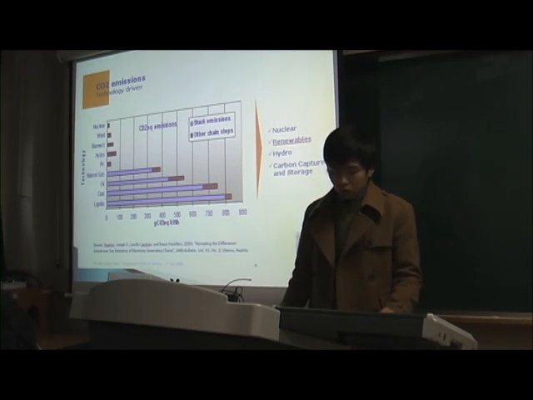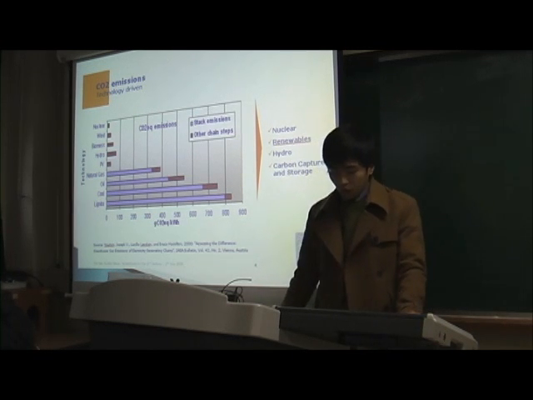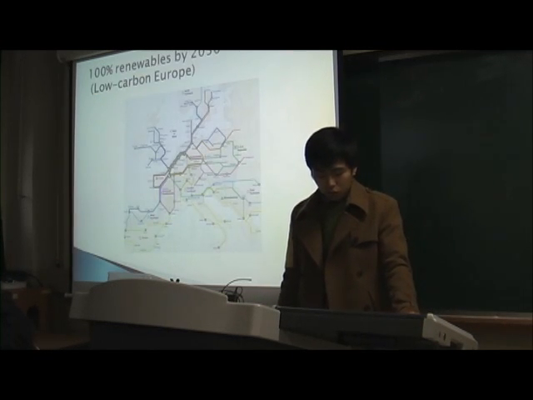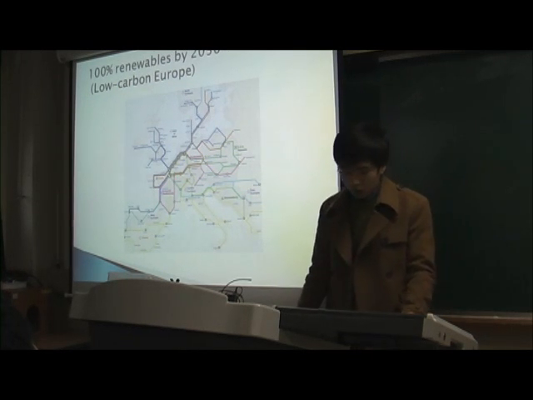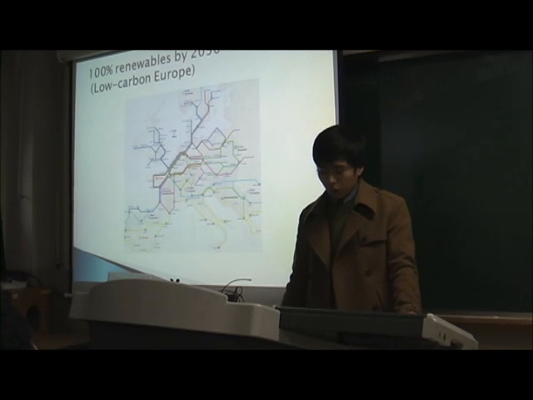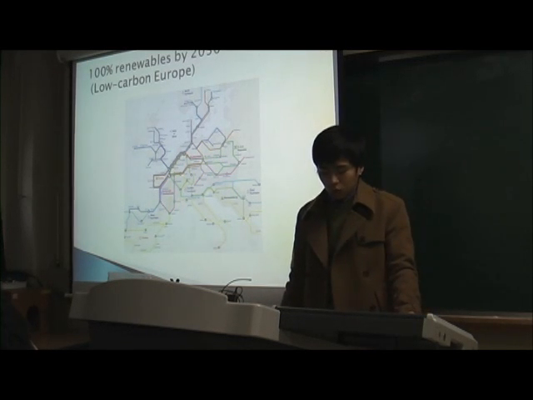European Union chose these renewables for the solution of decreased CO2 emission, and they firmly have the result of their choice. Now, EU has the plan for the 100% renewables energy by 2050. This is the roadmap of EU Energy Network in 2050.